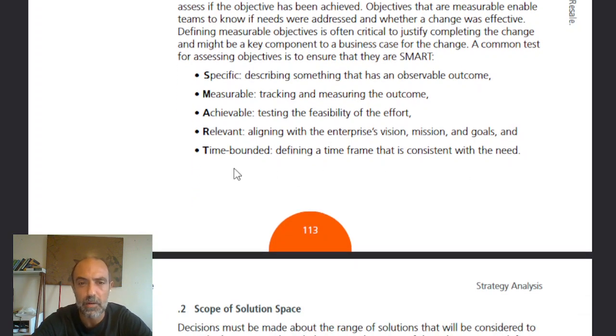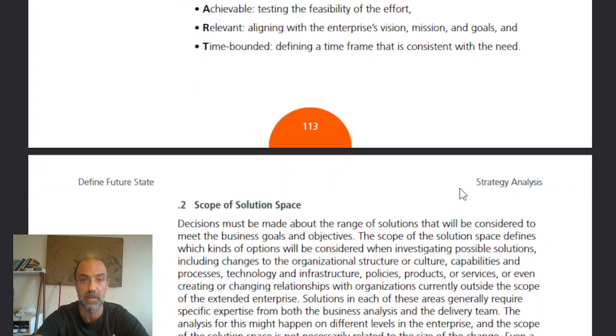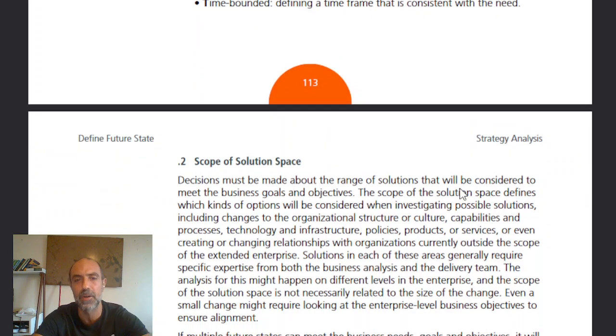I love this because I actually read it once when we were trying to do non-functional analysis. Describe something that has an observable outcome. It's specific, measurable, achievable, relevant, and time-bounded. Measurable means you're tracking and measuring the outcome. You can do that. Achievable means testing the feasibility of the effort. Relevant means aligning with the enterprise's vision, mission, and goals. And time-bounded, defining a time frame that's consistent with the need. So basically here we're seeing if it's specific, if you can measure it, if it can be achieved, if it's relevant, and if you can place a time on it.